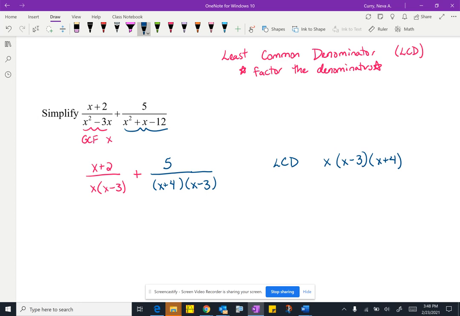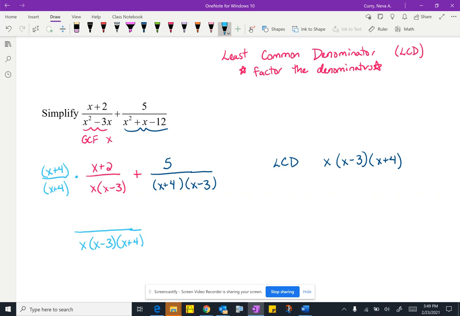Now that we've identified what the least common denominator is, we need to think about how we turn each fraction into that. For this first one, if I want to have x times (x minus 3) times (x plus 4), I might notice it's missing the x plus 4. So we have to figure out what factor is missing. If you multiply the denominator by that, you also need to multiply the numerator by that, because (x plus 4) divided by (x plus 4) is a factor of 1. That's the multiplicative identity. So we're not changing the fraction, we're just making it look different.